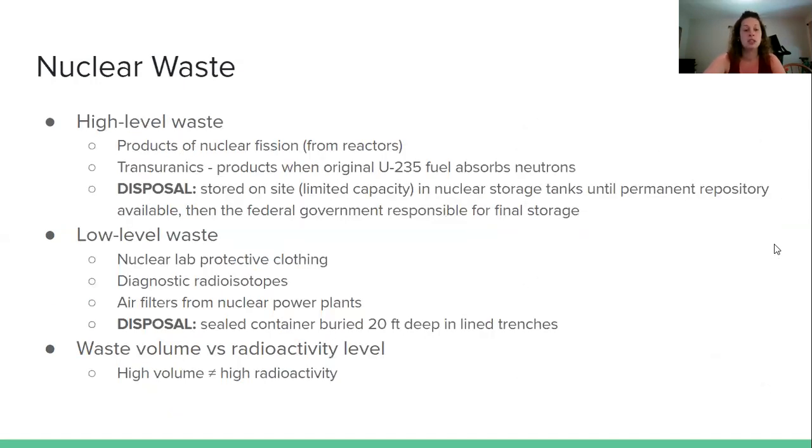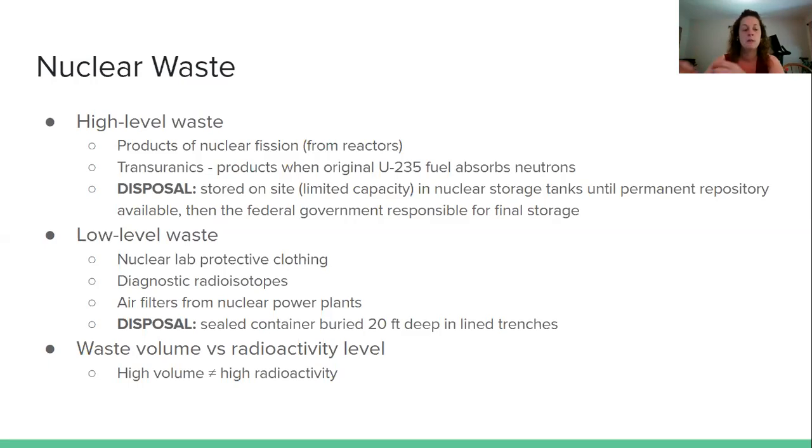And then nuclear waste. There's two types of waste. There's high-level waste and low-level waste. High-level waste are like the products from the nuclear fission. So that's the products directly from the reactors. These are the transuranics, the products that form when the original U-235, uranium-235 fuel absorbs neutrons, so that's direct fuel. The disposal of this is stored on site of the nuclear power plants in limited capacity storage tanks, and then it'll get moved to a permanent repository when available, and then the federal government will be responsible for that final storage.